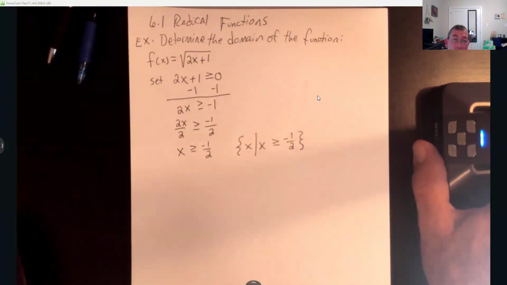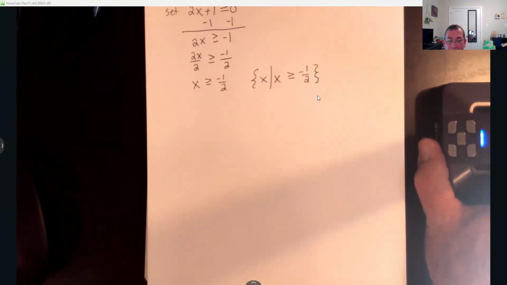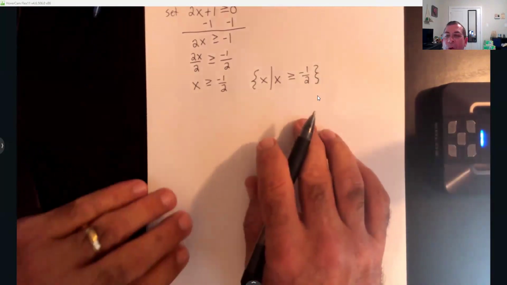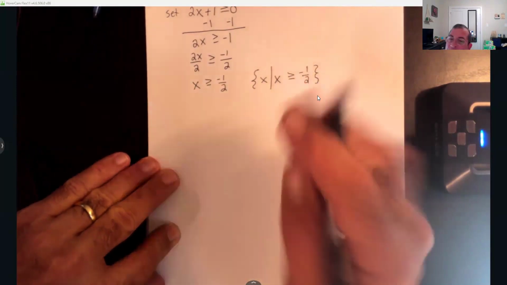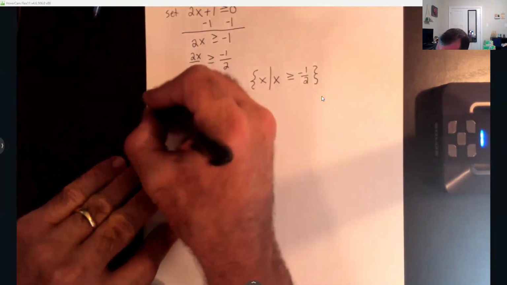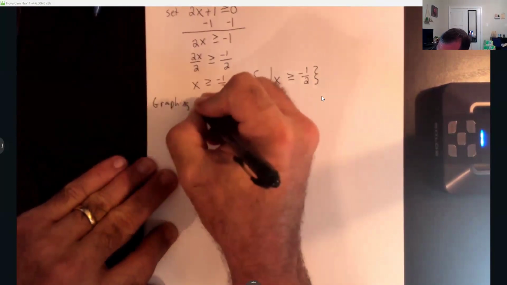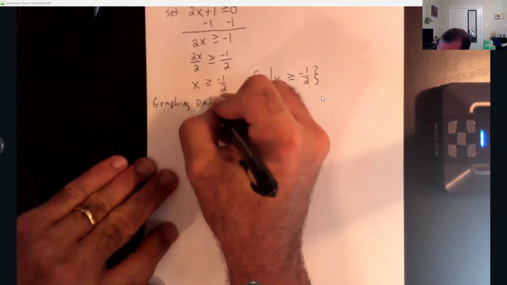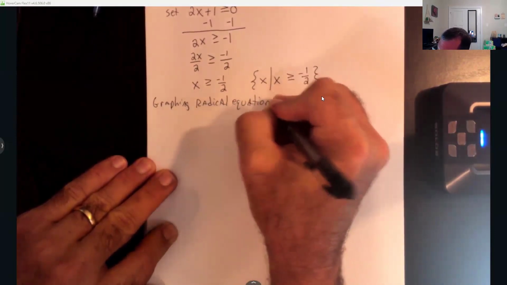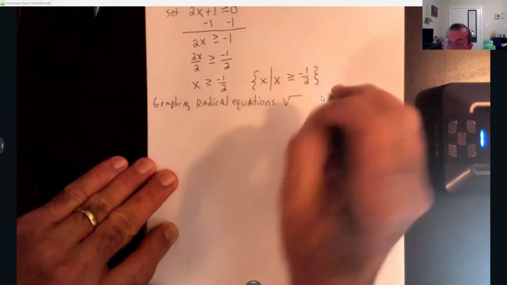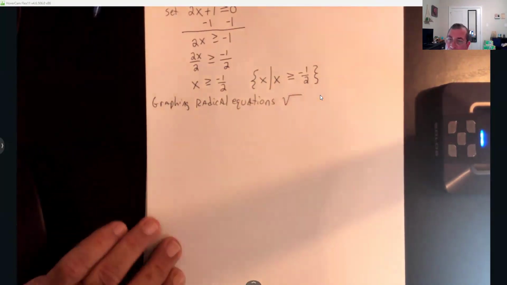All right, y'all, so you only had to do one of those. And then they get into graphing. So I'm going to show you a basic graph and then how I would do these on my calculator. So graphing radical equations. And once again, y'all, we're only worried about square root radicals at this point, okay? Not no cubes and all that stuff.